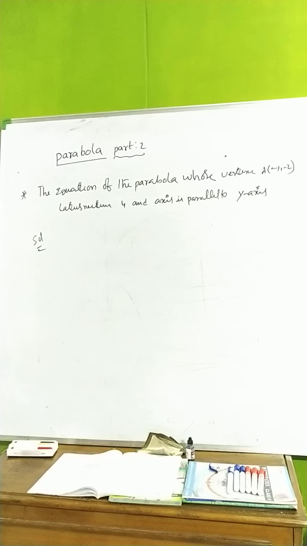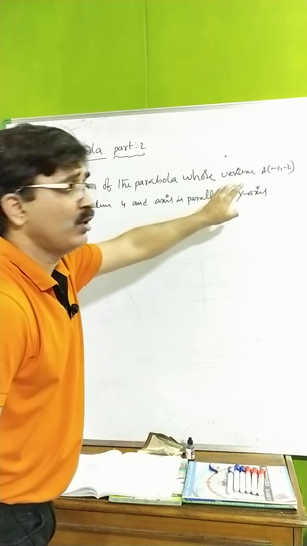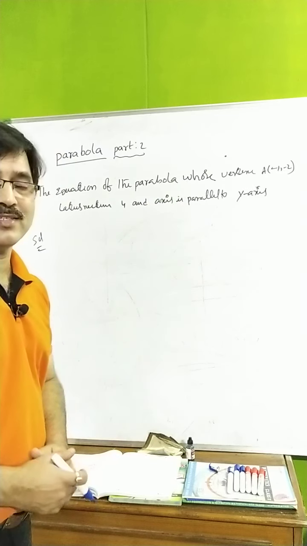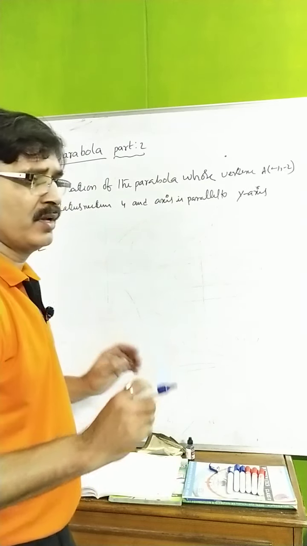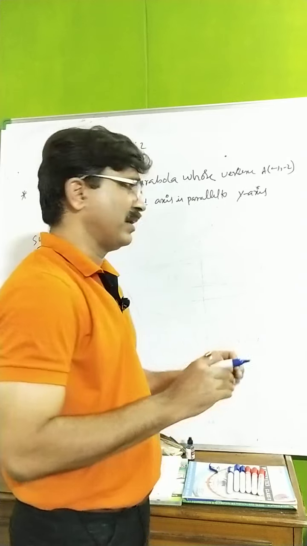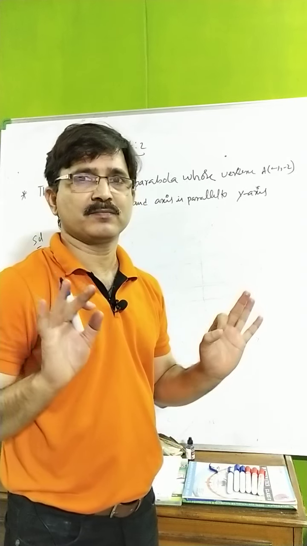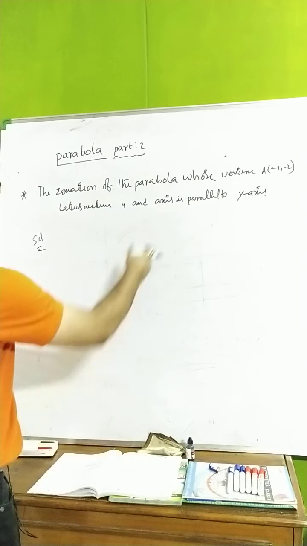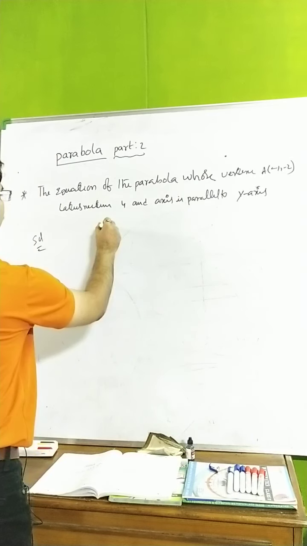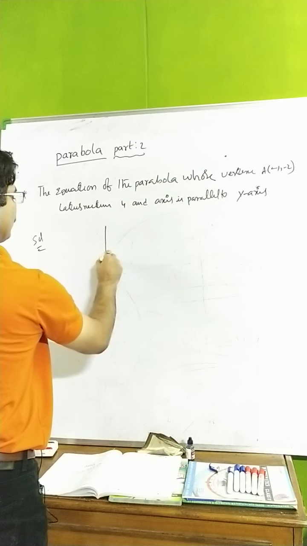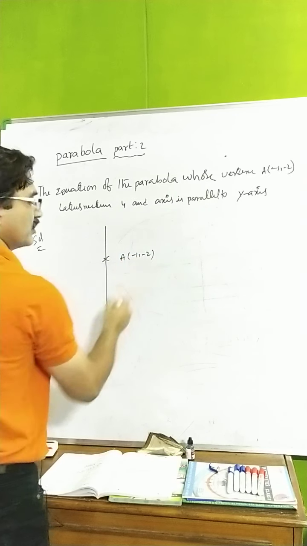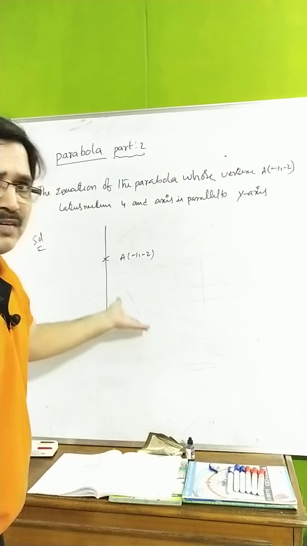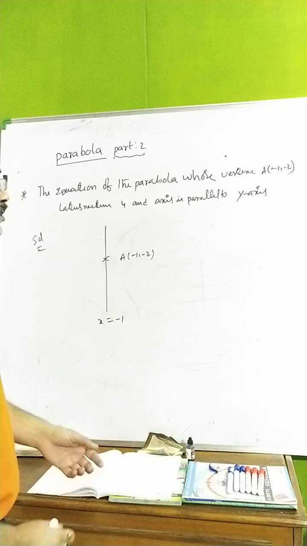Here I am taking one more example. The equation of the parabola whose vertex is given, latus rectum is 4 and axis parallel to the y-axis. You have to be careful. What I suggest to you guys while solving parabola questions is to be alert. Don't deviate yourself at any time. Why? Because you see this question. What has he given here? Vertex is given. Vertex is (minus 1, minus 2). That means the line x is equal to minus 1 is passing through it.